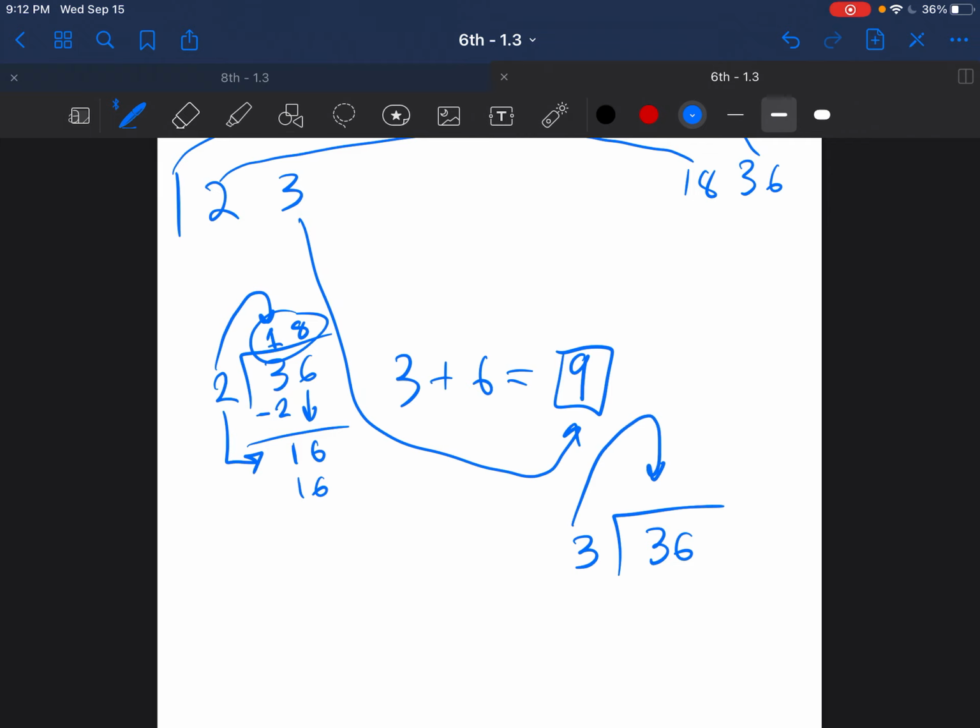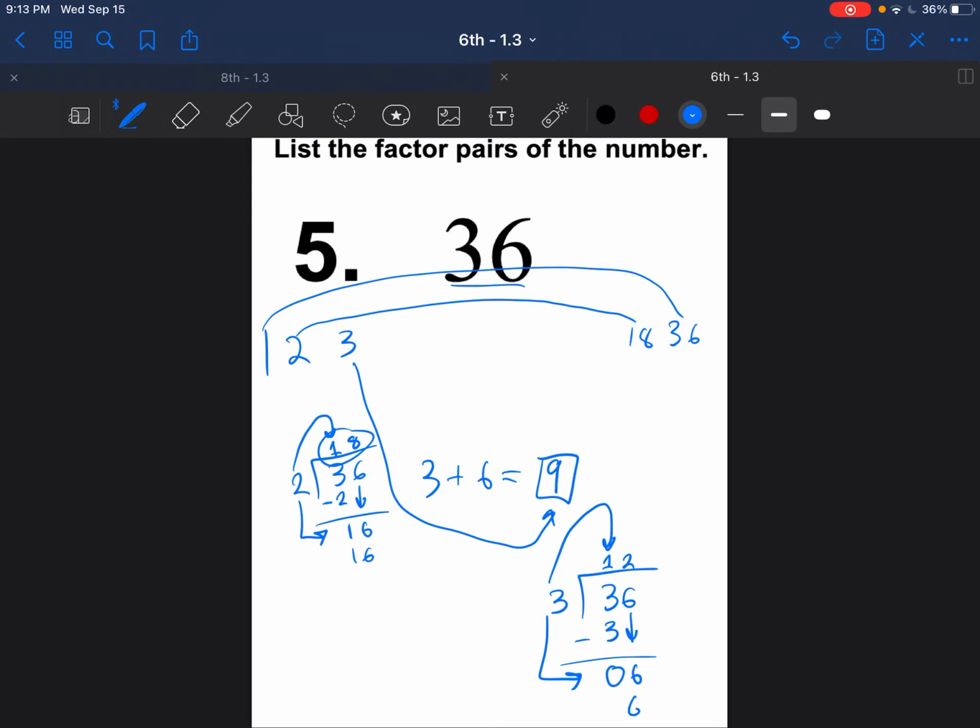Does 3 go into 3? Yes, it does. 1 time. 1 times 3 is 3. Let's subtract. 3 minus 3 is 0. Bring down the 6. Does 3 go into 6? Yes. How many times? It goes in there 2 times. So 2 times 3 is 6. So that means it goes in there 12 times.